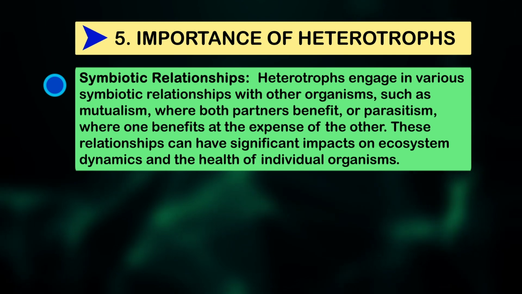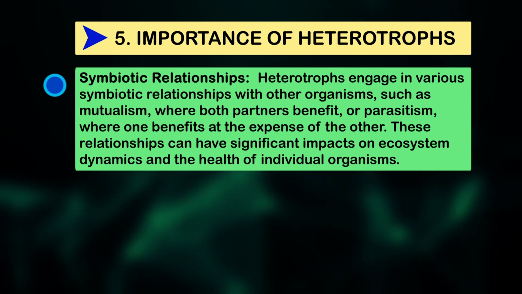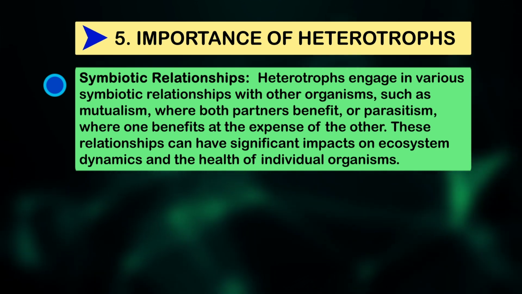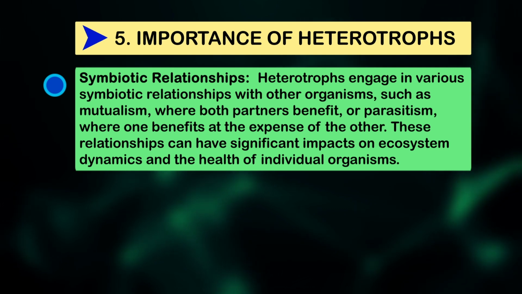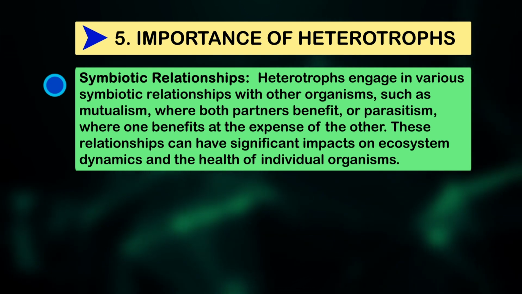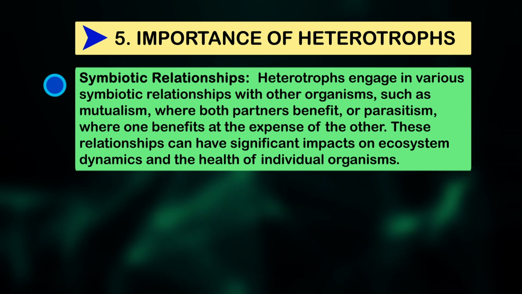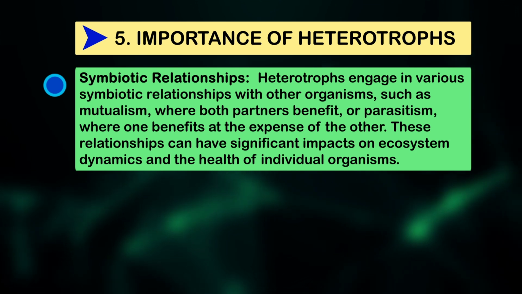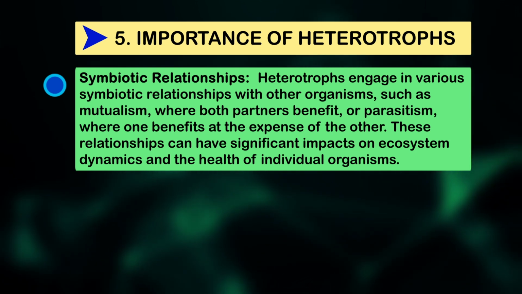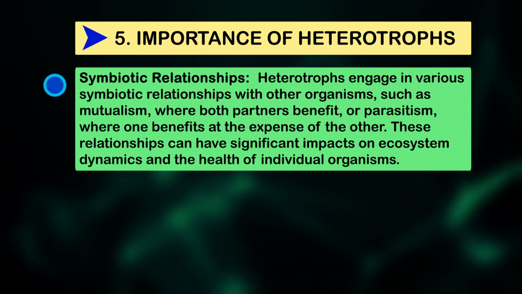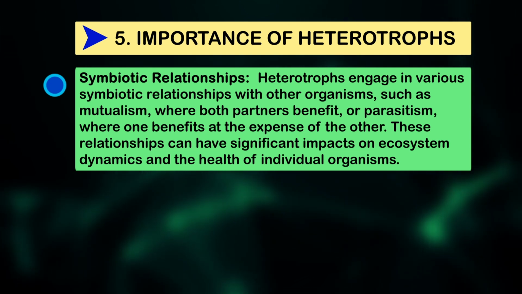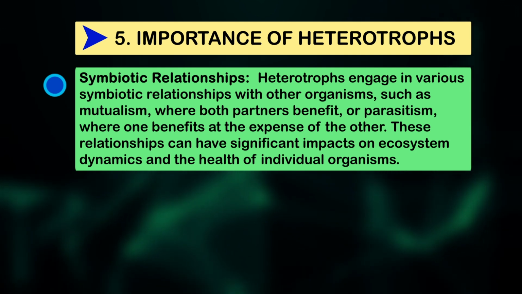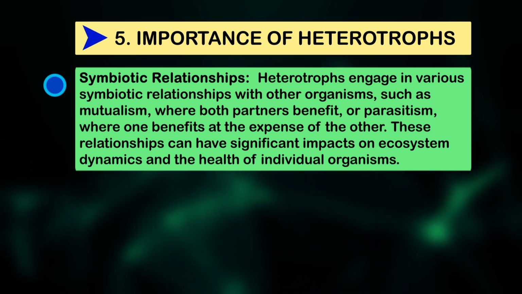Next is symbiotic relationship. Heterotrophs engage in various symbiotic relationships with other organisms, such as mutualism, where both the partners benefit from each other, or parasitism, where one benefits at the expense of the other. Both mutualism and parasitism are very important. These relationships can have significant impacts on ecosystem dynamics and the health of individual organisms present.